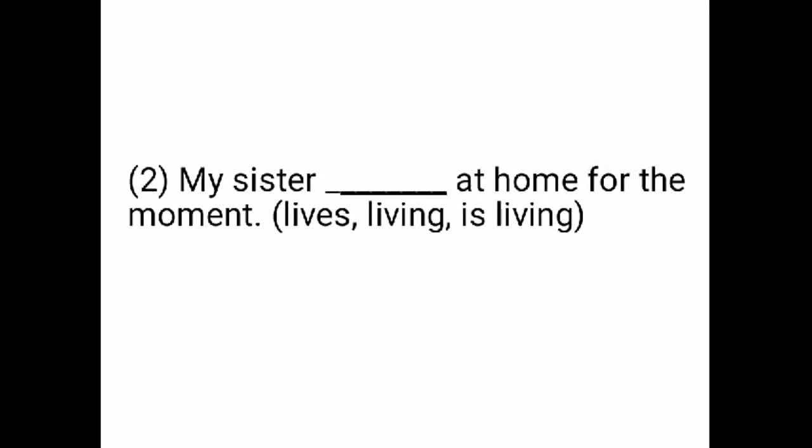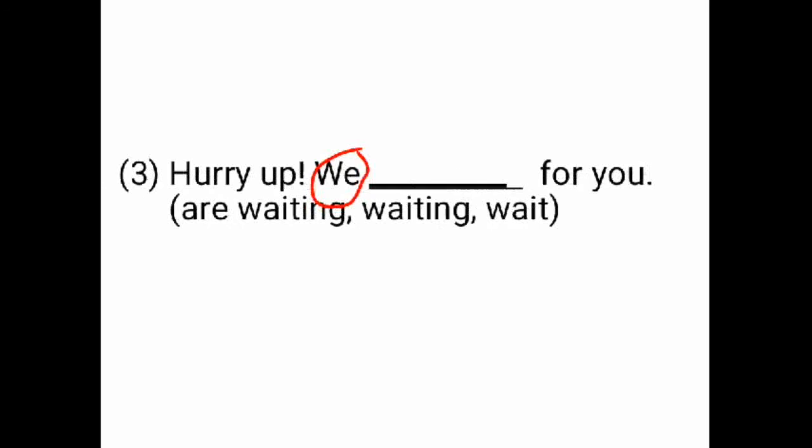Next, my sister dash at home for the moment. Correct answer is living. My sister is the singular subject. Is is the auxiliary verb of the singular subject for third person. You are talking to a third person about your sister.